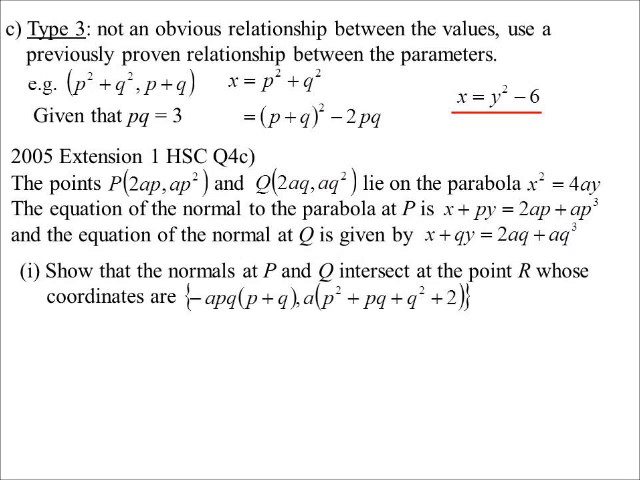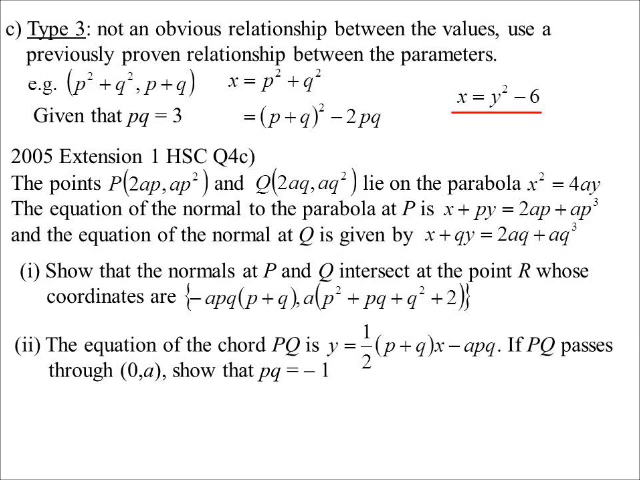Now, the first part of this particular question that year said find the point of intersection of the two normals. I'm not going to worry about doing that now. We've done it before, but I'm more interested in getting to the locus part of the question. Part 2 then said, well, the equation of the chord, and again they gave us the equation, we didn't have to work that one out.